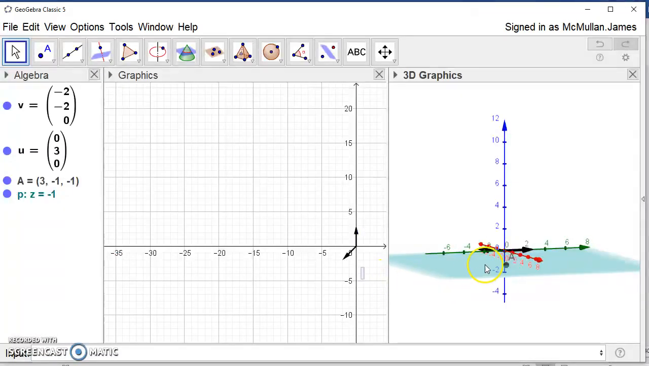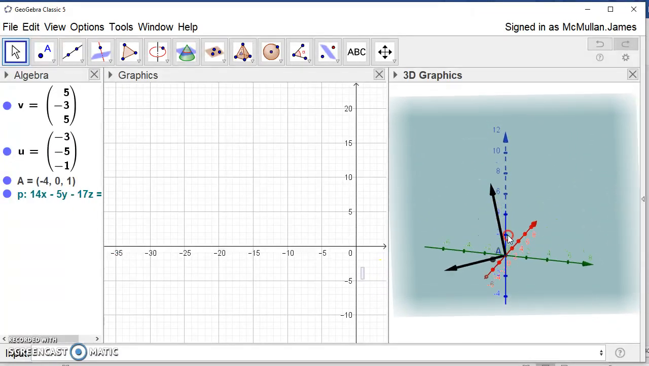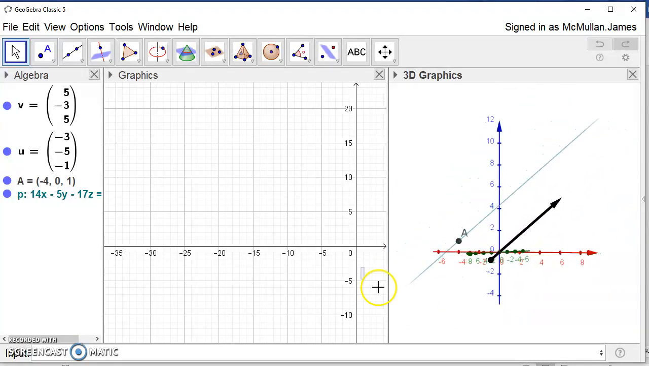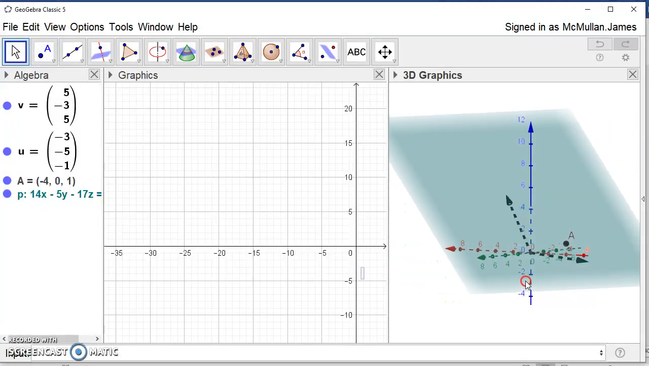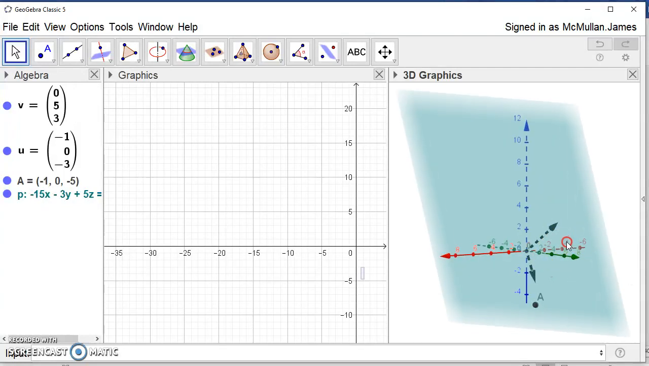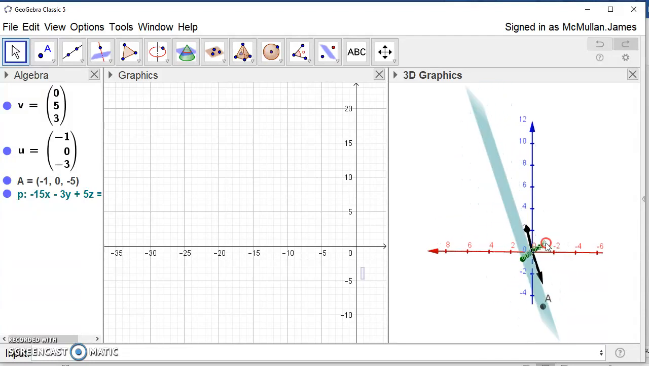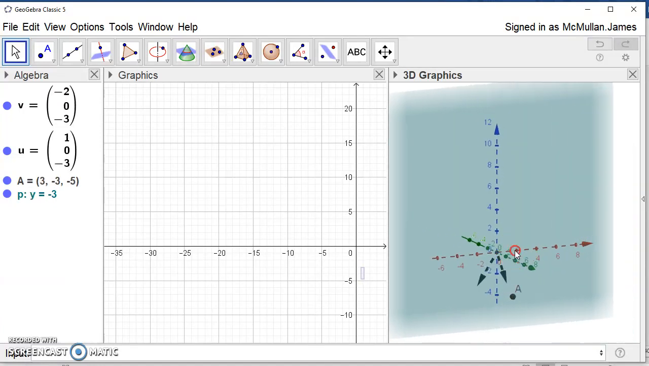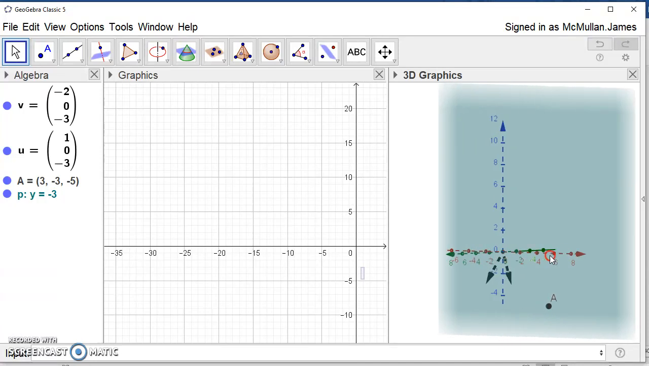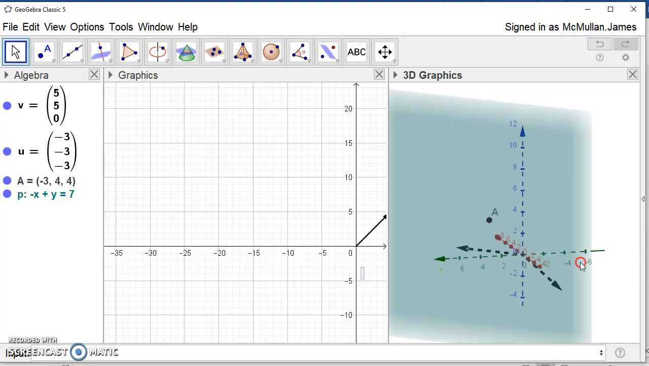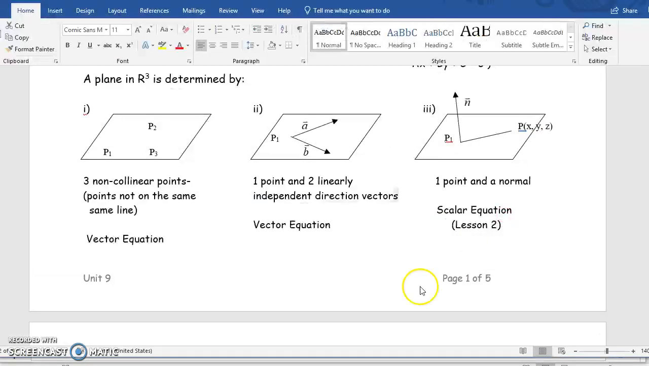Just draw a few more of these so you can see what I'm talking about. If I create these two new vectors with point A, again, you can see that the plane is parallel to both of them and passes through point A. One last demonstration. Again, it's parallel to those two vectors and passes through point A. And that's really what this demonstrates. Okay, that you can specify a plane using two vectors and a point.